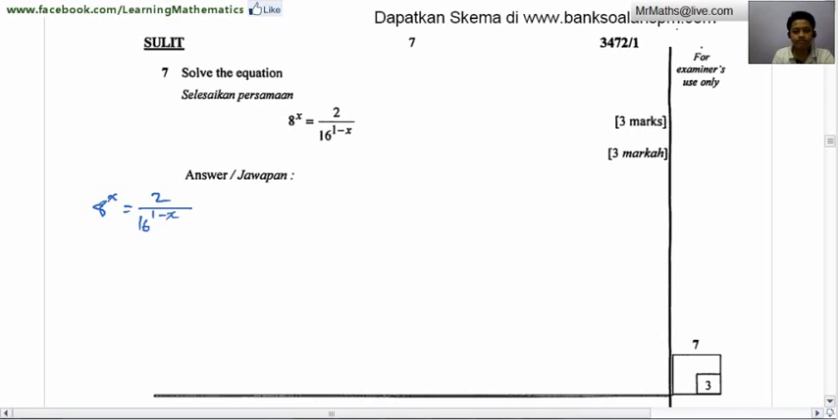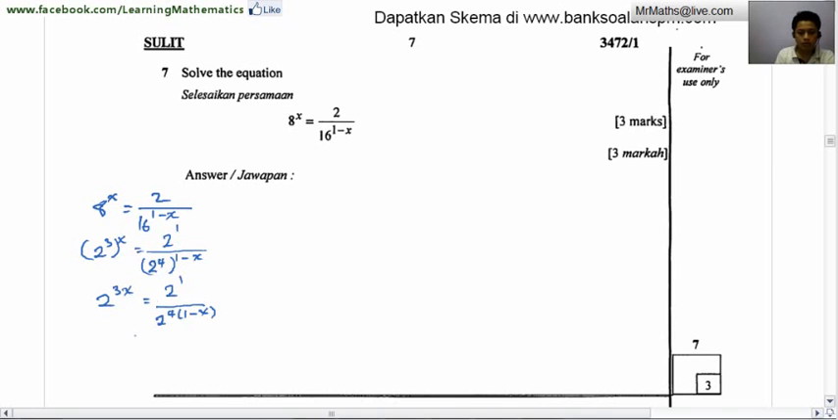Okay, 8 is actually 2 to the power of 3. Then we raise to the power of x again, equal to 2, which is to the power of 1, over 16, which is 2 to the power of 4, and then raised to the power of 1 minus x, and this becomes 2 to the power 3x equal to 2 to the power 1 over 2 to the power 4 times 1 minus x.